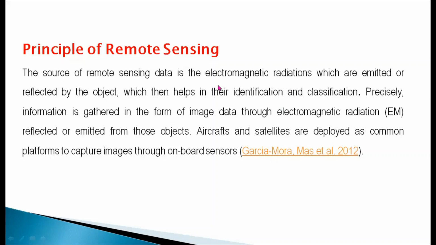So यहाँ पे important क्या है, electromagnetic radiation, यानी सूरज की रोशनी जो किसी ऑब्जेक्ट पे या पूरी जमीन पे पड़ती है, फिर उससे जो रिफ्लेक्शन आती है, उस रिफ्लेक्शन से हम वो डेटा कलेक्ट करते हैं या उसका इमेज करते हैं. So precisely information is gathered in the form of image data through electromagnetic radiation reflected or emitted from those objects. So that reflection gives us the image data, यानी कि वो फोटो इमेज हमें मिलता है जिससे हम डेटा कलेक्ट करते हैं, यानी उसमें वो पूरी डेटा मौजूद होती है.